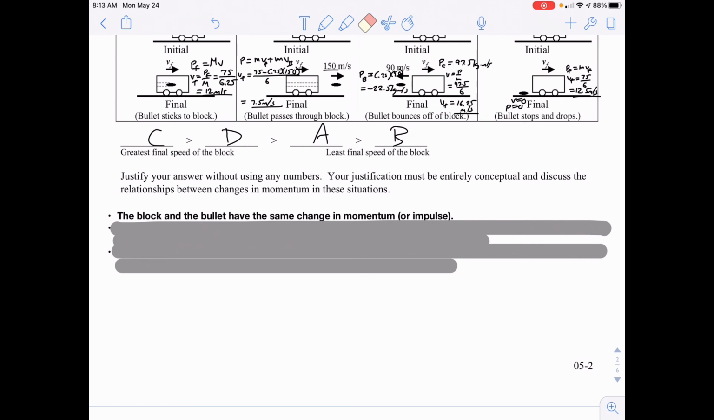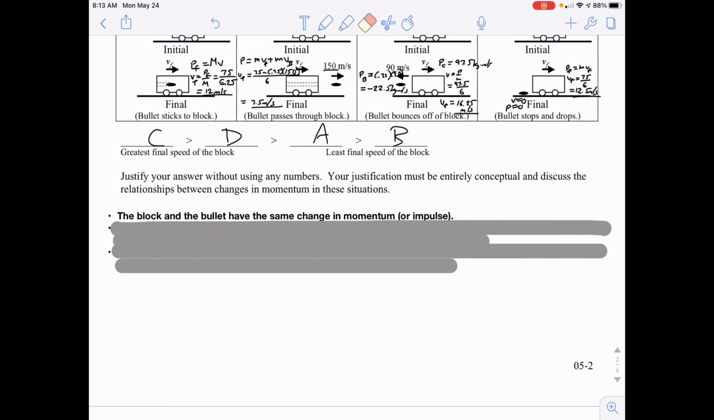The block, on the other hand, starts from rest. Since it starts from rest and will increase its speed, its mass times velocity will increase. Thus, the block's change in momentum increases. So the block has a positive impulse, or a positive change in momentum.